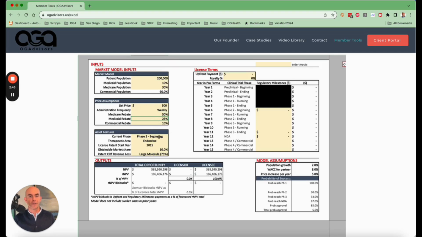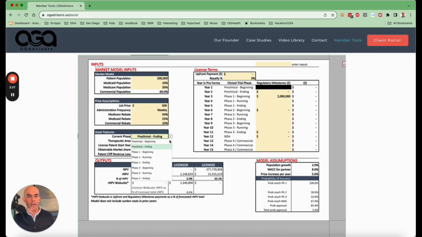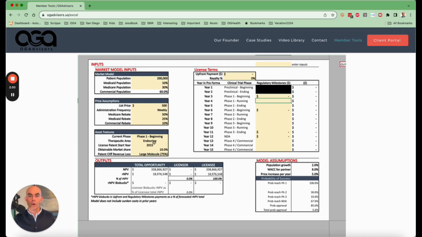Next is to look at the asset features. Where are you in your development? Are you ending your preclinical and getting ready for IND? Do you have an IND in hand and are you already working on starting your phase 1, or are you already in phase 2? That really determines the overall chances of success, because a phase 2 drug has a lot higher likelihood of making it all the way to market than a preclinical, for example.